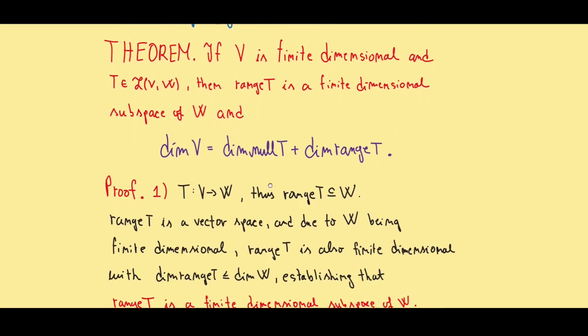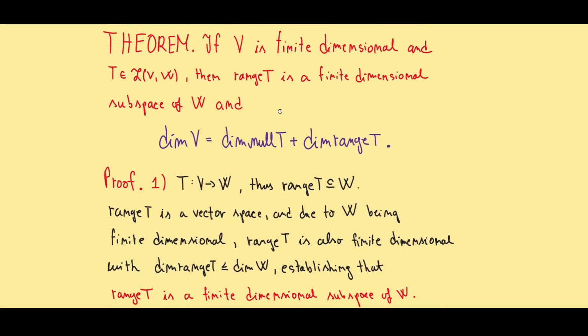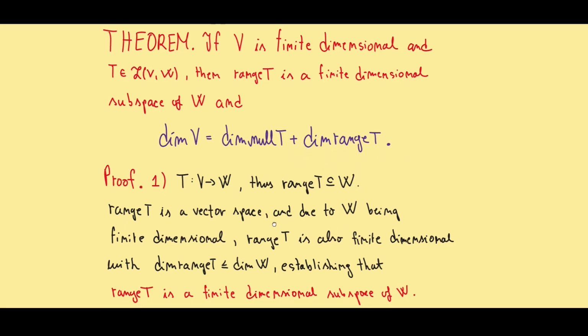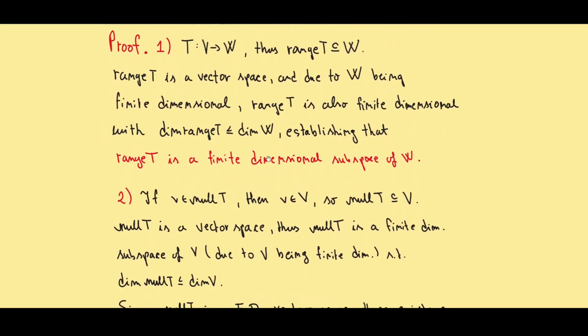And now we get to the meat of today. So theorem. This is the Rank-Nullity Theorem. If V is finite dimensional and T is a linear transformation from V to W, then the range of T is a finite dimensional subspace of W, and here it is in all its glory. This holds: the dimension of V is equal to the dimension of the null space plus the dimension of range T. So let's prove this.